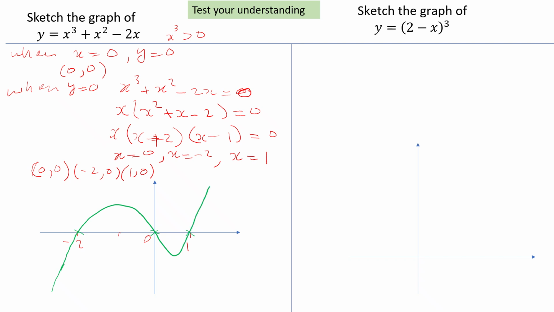Next one, y equals 2 minus x cubed. So the x cubed is negative. So x cubed less than 0. So when x equals 0, y equals 2 cubed. So it is 8. So the coordinate 0, 8.